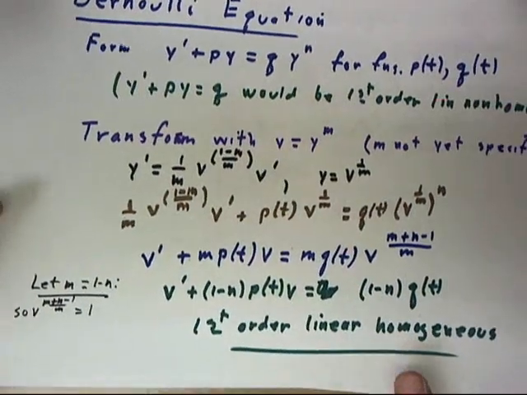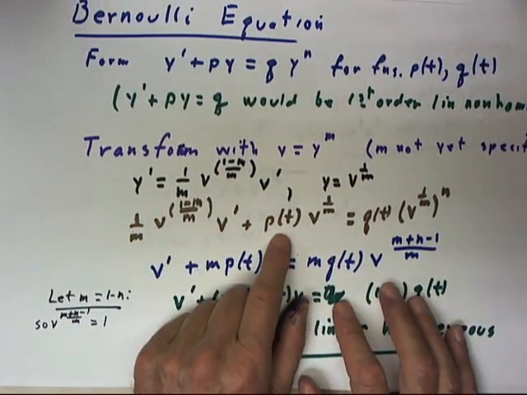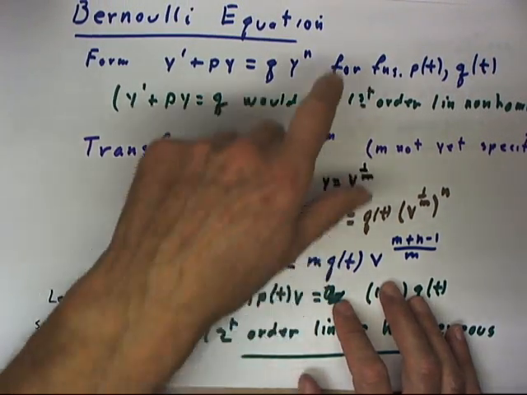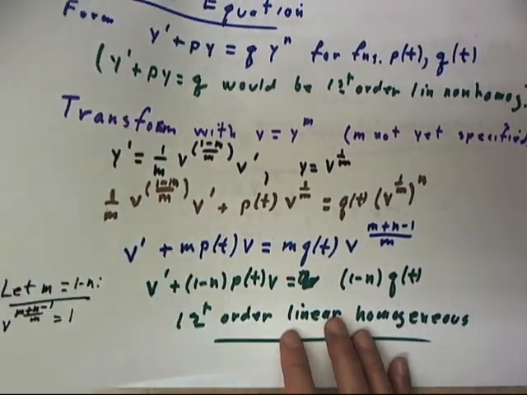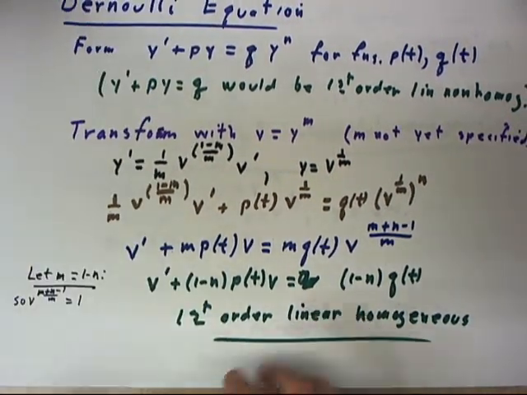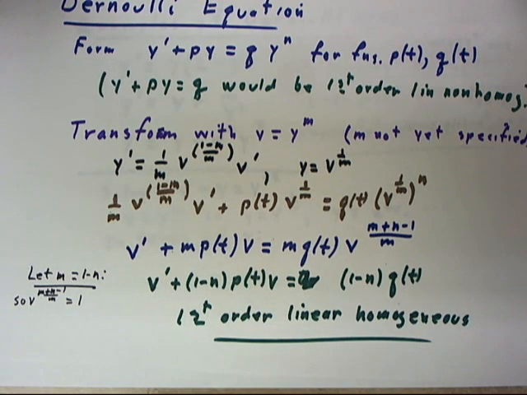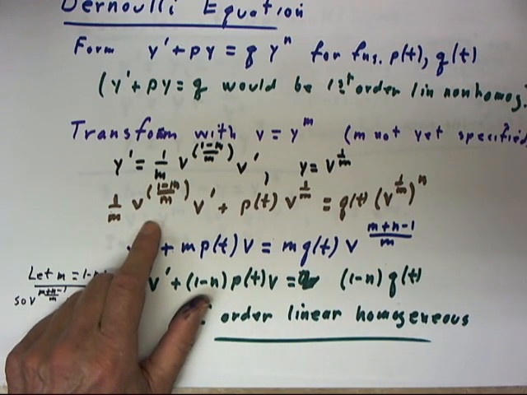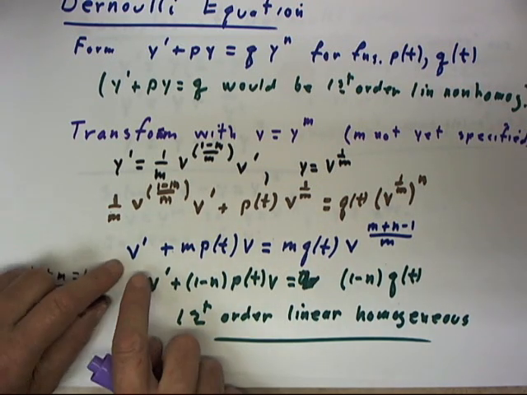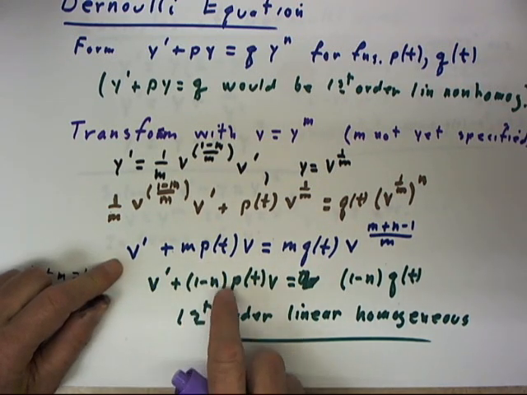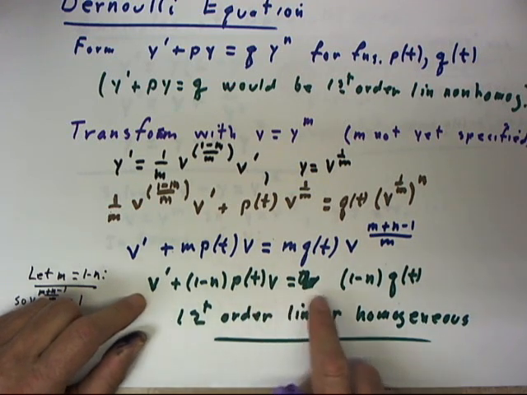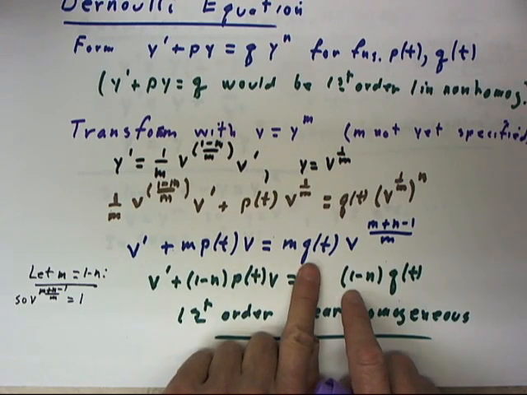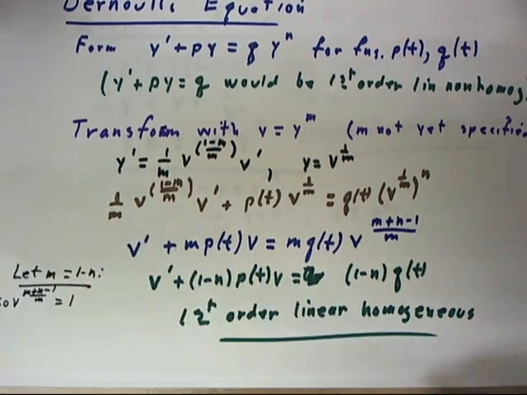And if we just go back here, we don't really want to memorize these as formulas. We should be able to rederive them rather quickly. But if you've got a good memory for formulas, you can do as you wish with that. What we see is that our equation becomes v prime plus m p of t plus 1 minus n p of t v equals 1 minus n times q of t.